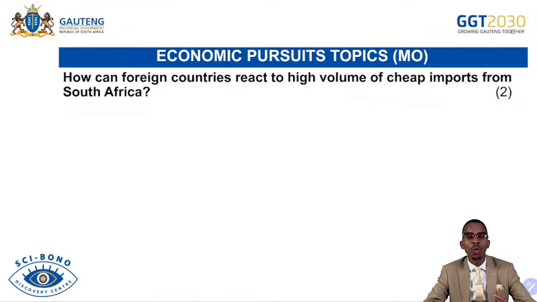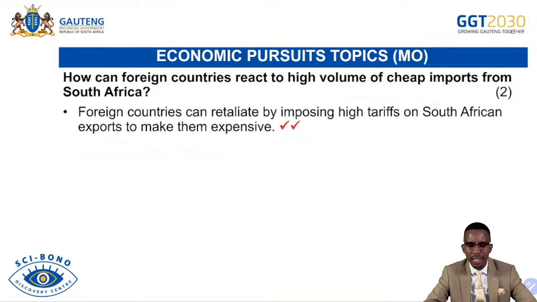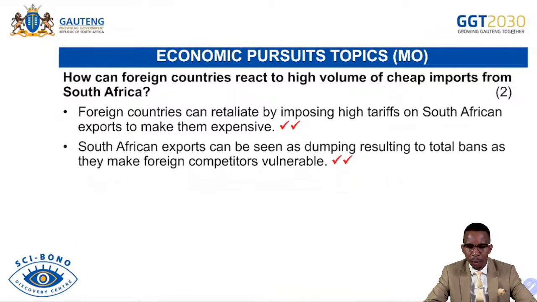We know that if our goods are relatively cheap in the foreign market, they will try to protect their local industries against our cheap imports, resulting in them retaliating by imposing more tariffs and high quotas on our export in those countries. Foreign countries can retaliate by imposing high tariffs on South African exports to make them expensive. South African export can be seen as dumping, resulting in total bans as they make foreign competitors vulnerable.